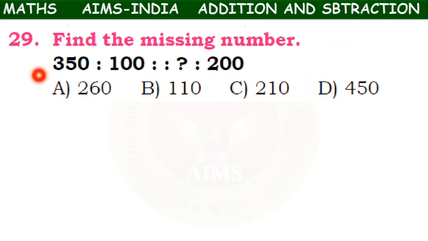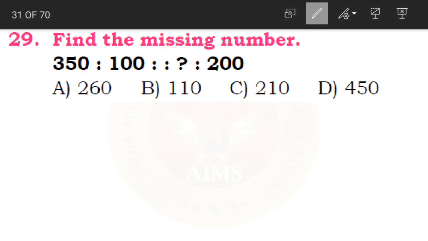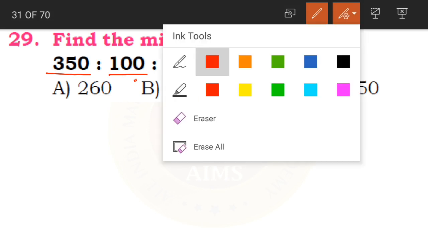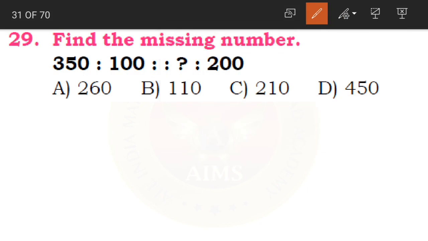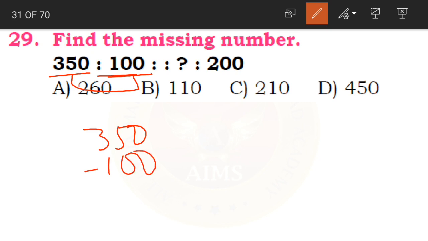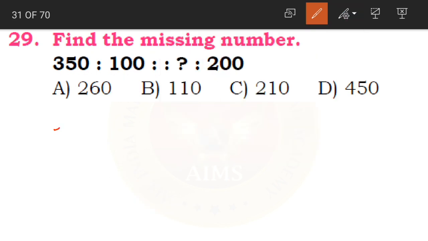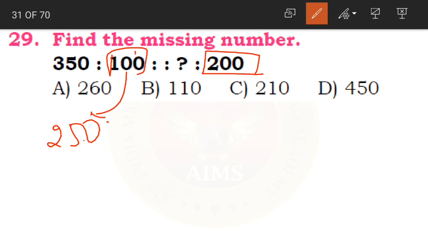Coming to question number 29. Again, find the missing number. 350, 100 and dash is 200. See, 350 and 200. What is the relation? When we subtract these two, the answer is 250. So when we add 250 to 100, see children, what is the answer from subtraction? 250. Yes, when we add 250 to 100, we'll get 350. In the same way, when we add 250 to 200, we should get this number.